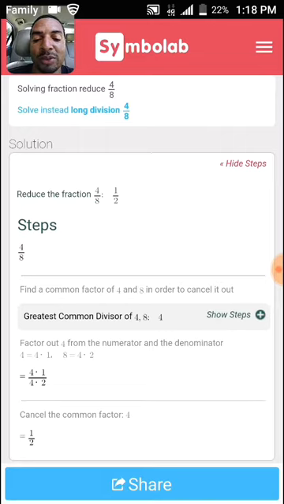We factor out 4 from the numerator and the denominator because 4 divided by 4 is 1, and 4 goes into 8 two times because 4 times 1 is 4, and 4 times 2 is 8. So that's how we get 1/2.